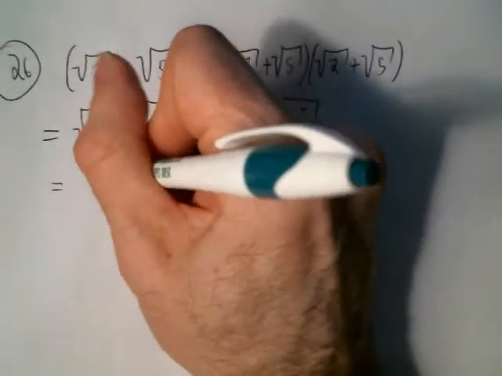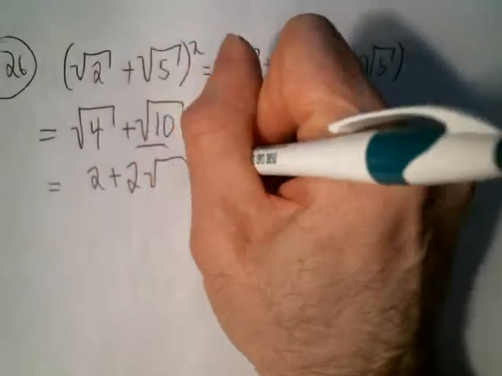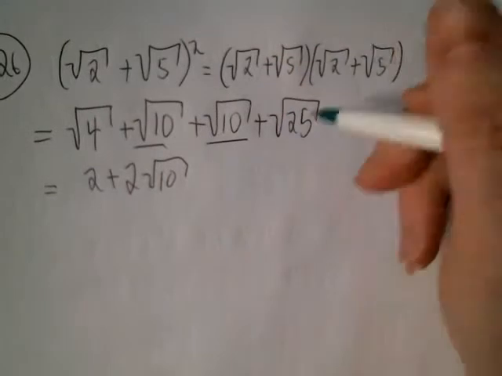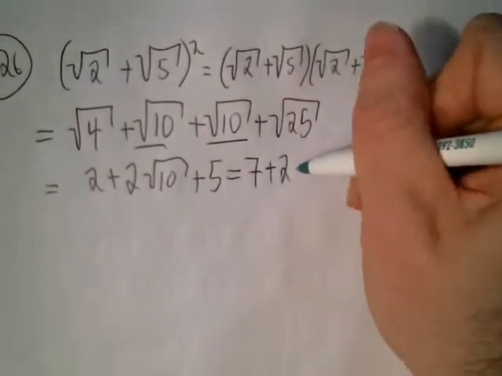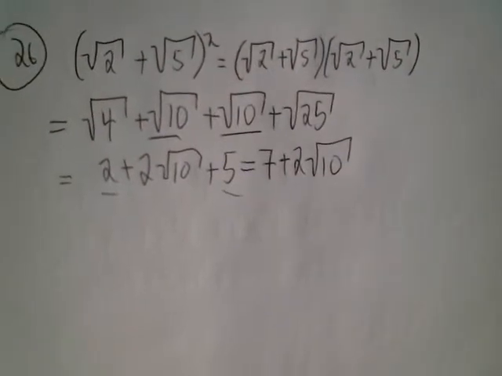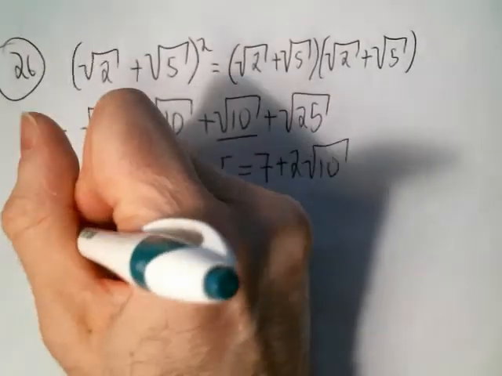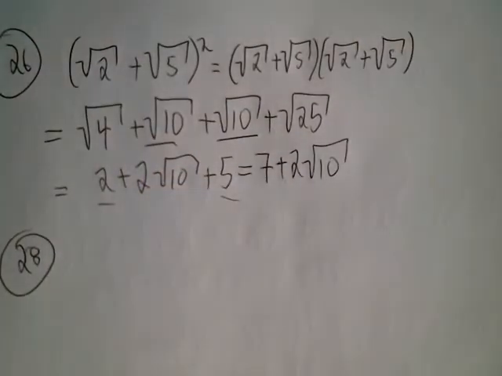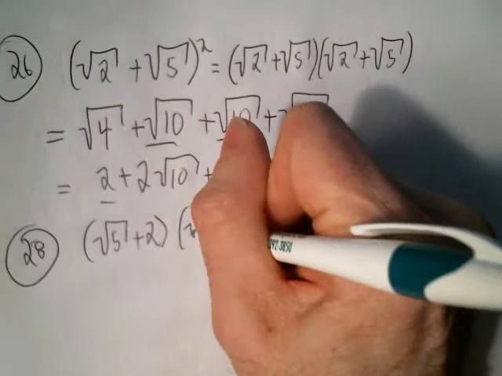Okay, square root of 4 is 2. There are 2 radical 10s, so we have 2 radical 10. And finally, square root of 25 is 5. You can add the 5 and the 2 together, you get 7, and then plus 2 radical 10. And this one's like 28, and this is kind of foreshadowing what we need to do later when we rationalize denominators. Okay. So we'll have radical 5 plus 2, and then radical 5 minus 2.